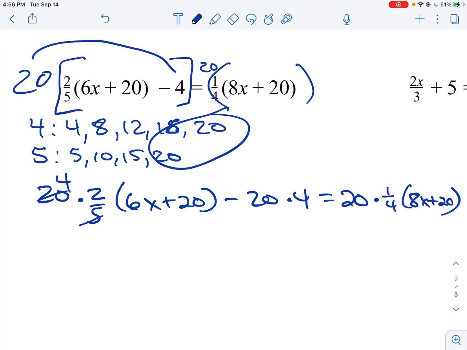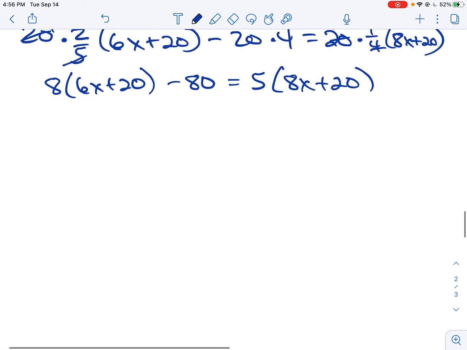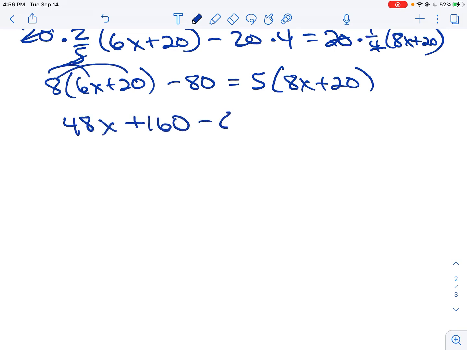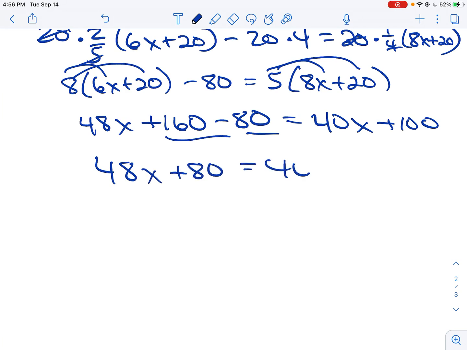So 5 goes into 20 4 times. 4 times 2 is 8. This would get me 80 equals 4 goes into 20 5 times, so 5 parentheses 8x plus 20. So I distribute and I get 48x. Distribute, I get 160 minus 80 equals, multiply here, I get 40x. Multiply here, I get 100. I need to combine like terms. So 48x plus 80 equals 40x plus 100.